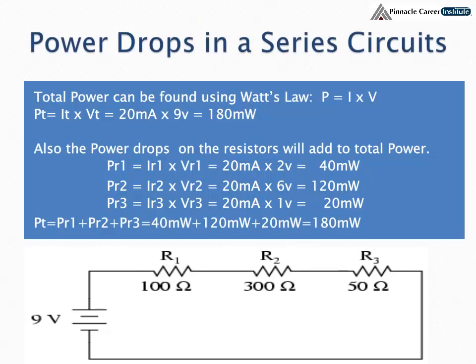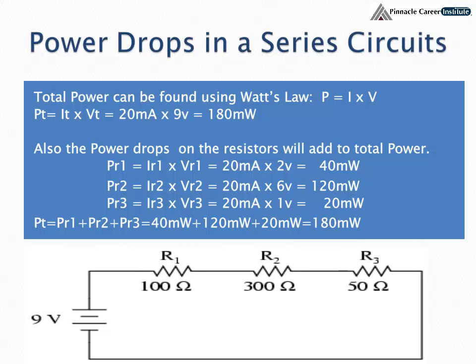Applying Watt's law to solve for the power drops in the circuit, total power can be found using Watt's law. We said before that power equals I times V. Applying it to the total power, we get I total times V total. Our current total was 20 milliamps, and our battery voltage was 9 volts. When I multiply those together, I get 180 milliwatts.